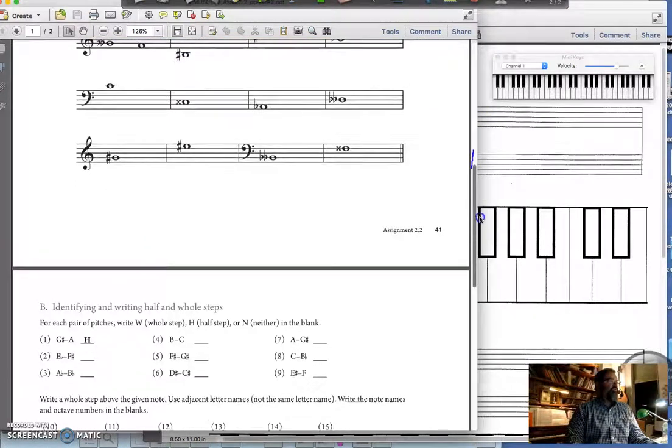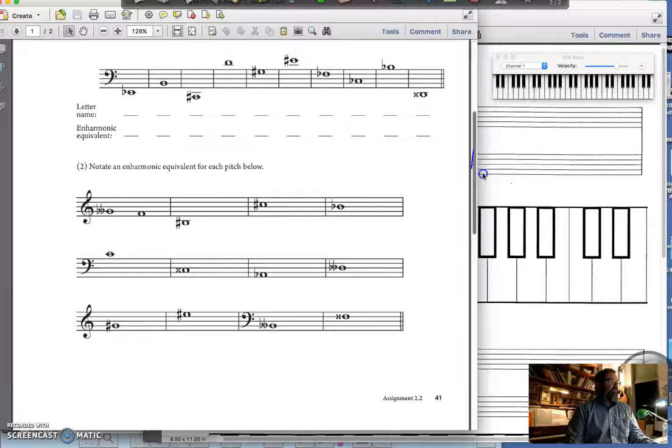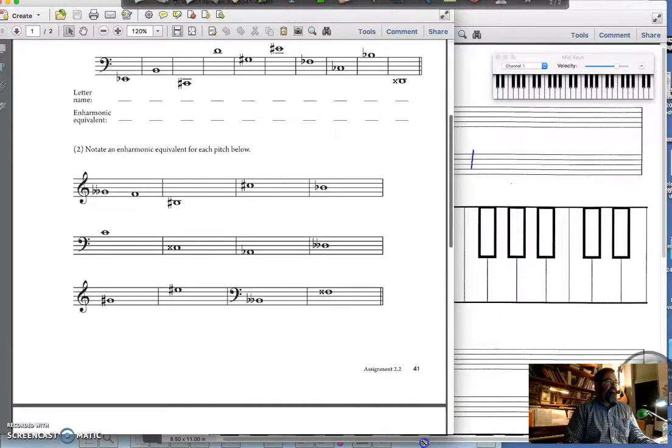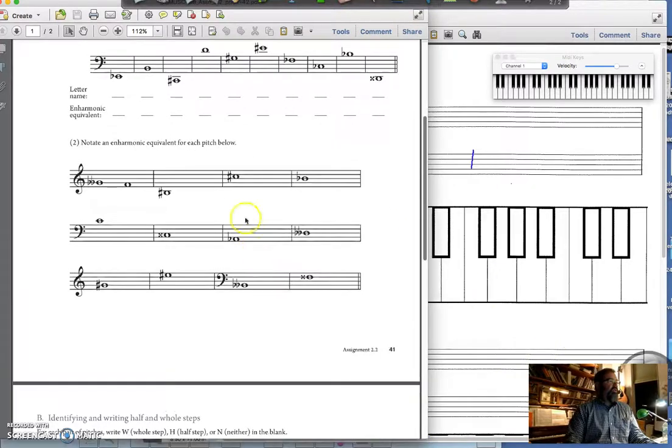this worksheet. The bottom of the page, notate an enharmonic equivalent for each pitch below. And this is kind of a more common way to do it. What's another way to spell G double flat? Well, it's crying out to be F. Right? If you take G and you lower it twice, then you're going to get F.